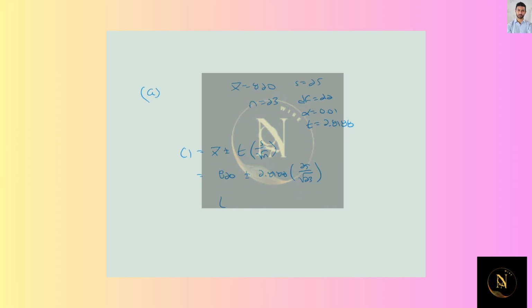And so our lower boundary, to 3 decimal places, would be 820 minus 2.8188 times 25 over the square root of 23, which is 805.306, to an upper boundary of 834.694.